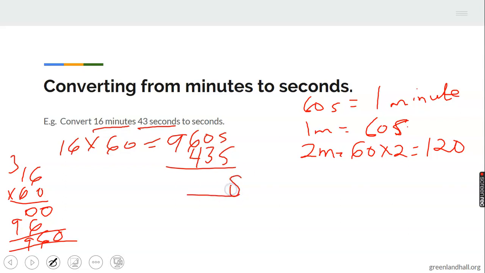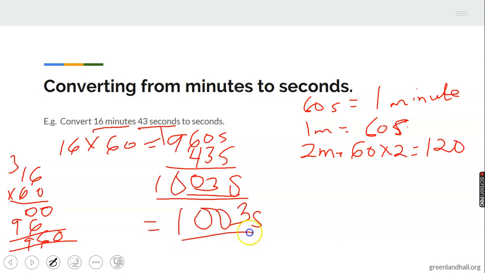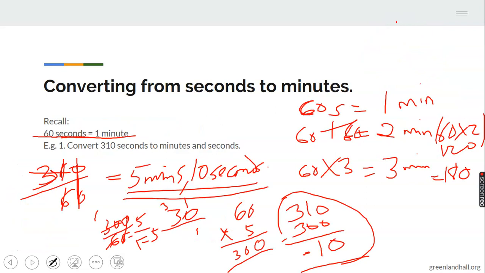So let's see what we have now. Of course, these are our seconds. 0 plus 3 is 3. 6 plus 4, that's 10. Carry 1. And 1 plus 9 is what? 10. So our answer is 1003 seconds. Is that taken? Okay, the work is very simple. If you are converting from minutes to seconds, you multiply. Is that taken? You times. And if you are converting from seconds to minutes, you do what? You divide. Is that taken? You divide.